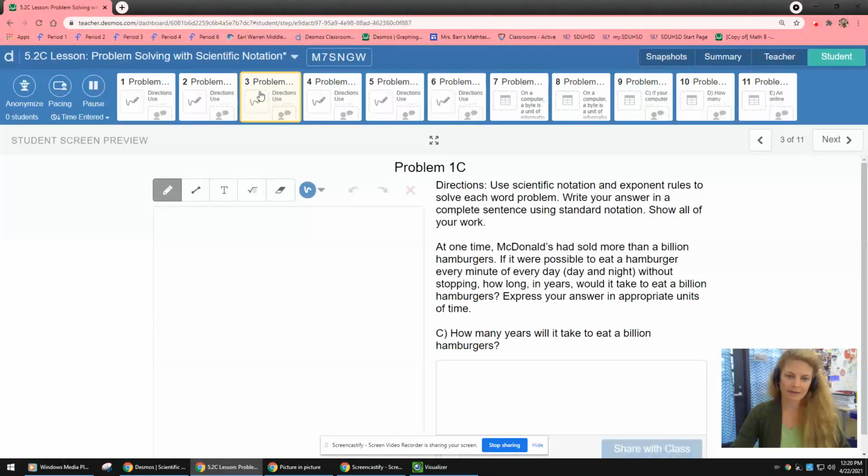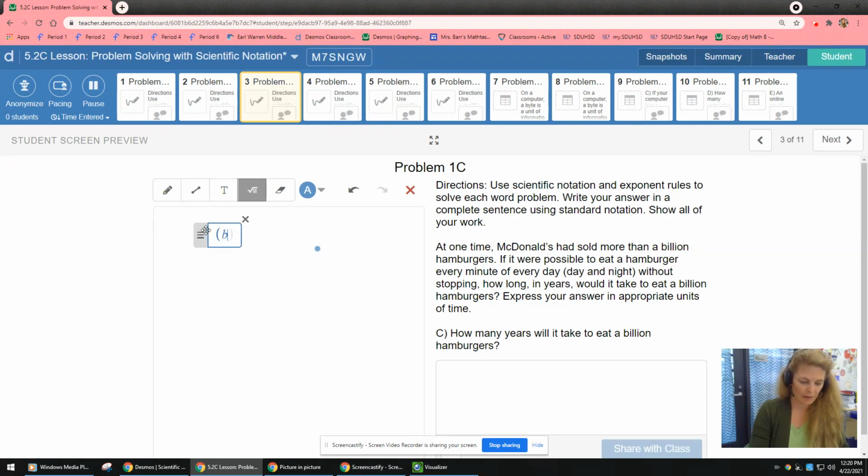Okay, let's take a look at slide 3. So now that we know how many burgers would be eaten in a day and how many in a year, we want to know how many years is it going to take to eat 1 billion hamburgers. Well, if I want to know how many years it's going to take to eat 1 billion hamburgers, I'm going to need to take 1 billion burgers and divide 1 billion burgers by the number eaten in 1 year.